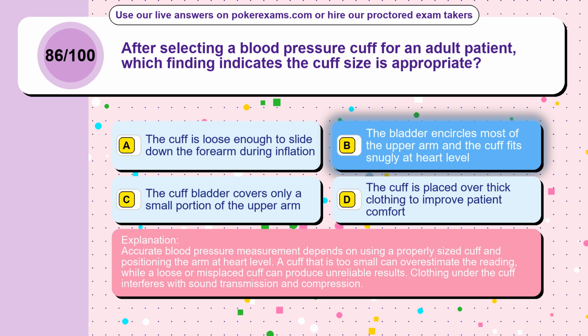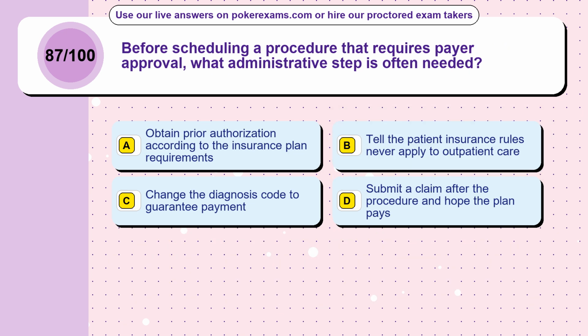Clothing under the cuff interferes with sound transmission and compression. Question 87. Before scheduling a procedure that requires payer approval, what administrative step is often needed?